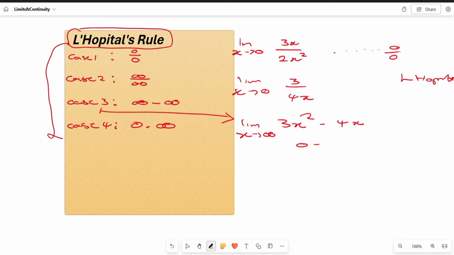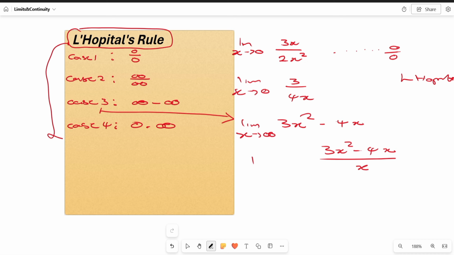You can't have infinity minus infinity. So what you do is you make both of them fractions. You divide both of them by x, right? So you say 3x squared minus 4x divided by x. Make both of them fractions, divide both of them by x, and then you derive.